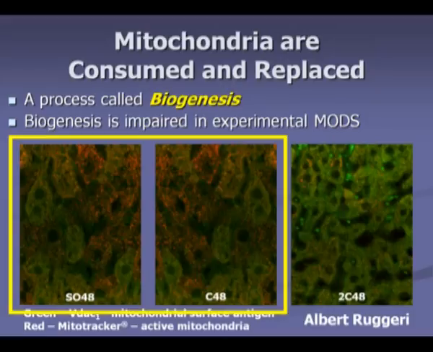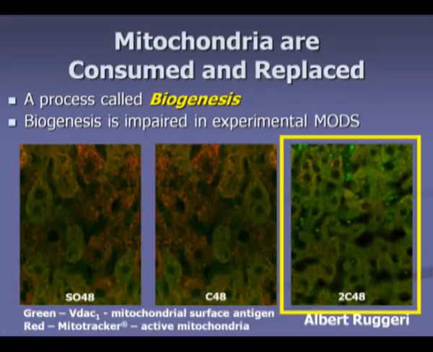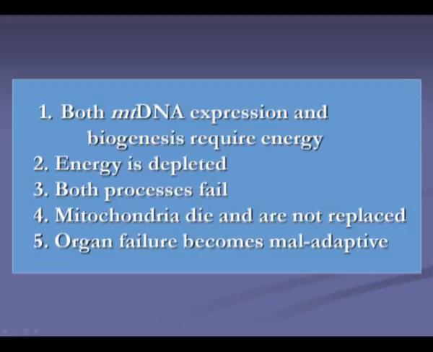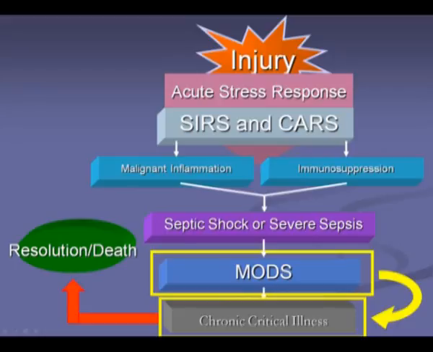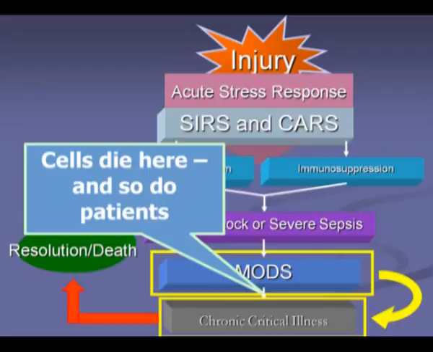Sham operation or mild sepsis, you can see lots of red in there. There are a bunch of active mitochondria. When you get over here to the severe sepsis, there's very little in the way of mitochondrial activity. It is lost. The DNA within the mitochondria is not replicated properly. Both mitochondrial DNA expression and biogenesis are energy requiring. Energy gets depleted eventually. You have to use it to maintain the cell integrity. Both processes will fail. The mitochondria die. They're not replaced. And organ failure then becomes maladaptive. But the initial response may not be. So again, cells do die down here in chronic critical illness, and so do the patients.